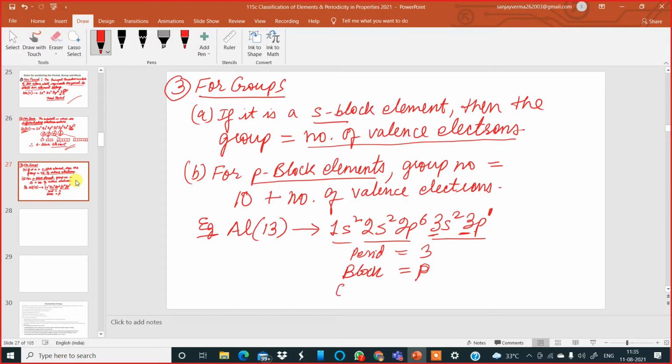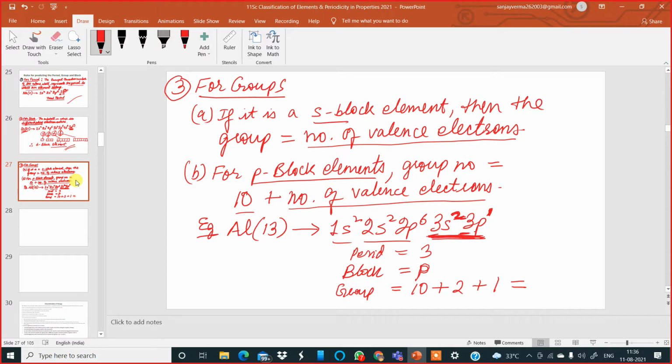After that, the group. To get the group, the formula is 10 plus the number of valence electrons. The valence shell is 3s and 3p. So in total how many electrons are there in the valence shell? 2 plus 1 is how much? Why did we add the 3s2 also? Because see, 3s and 3p.